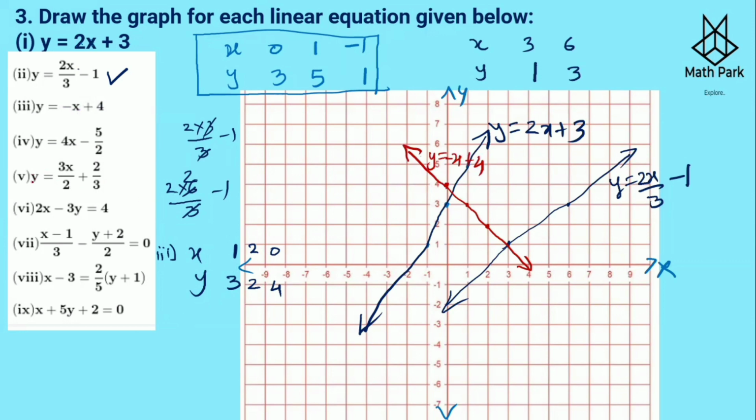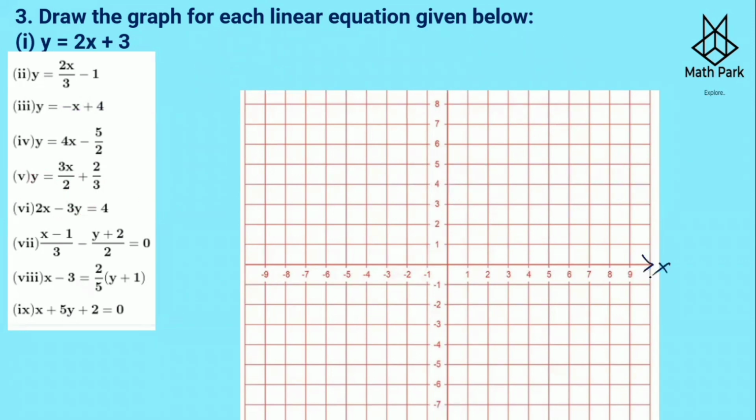For the next one, we will use another graph, so that this is your x-axis and this is your y-axis. Let us draw the table for the fourth one. So the fourth one is y is equal to 4x minus 5 by 2. So 5 by 2 is 2.5, so let it be like that. Let us put x and y. If I put x is equal to 0, I get y is equal to minus 5 by 2, so we get minus 2.5.